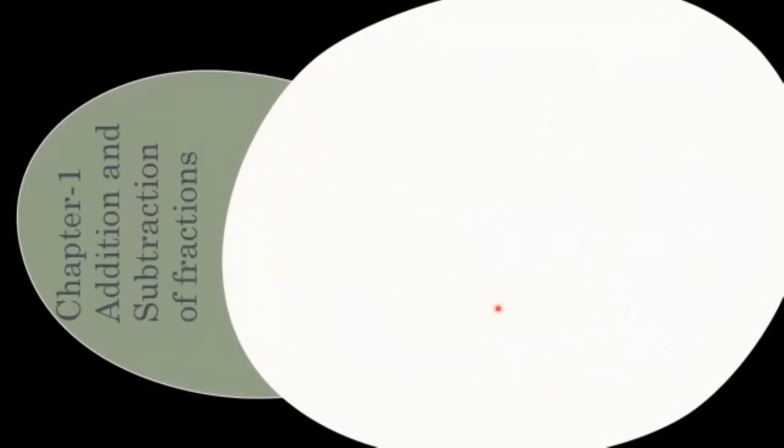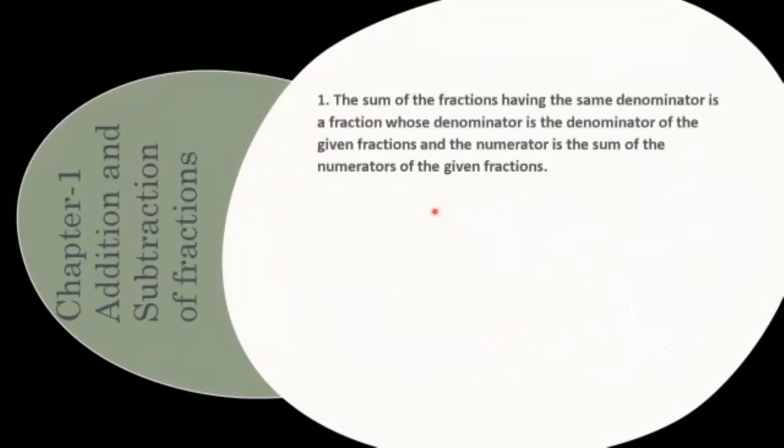Now, my dear students, addition and subtraction of fractions. The sum of the fractions having the same denominator is a fraction whose denominator is the denominator of the given fractions, and the numerator is the sum of the numerators of the given fractions. Let me show you the example.